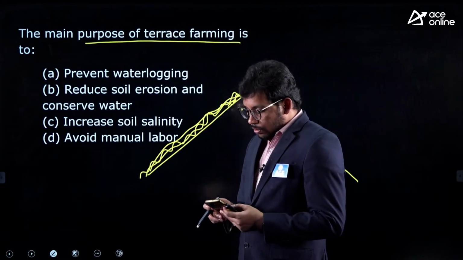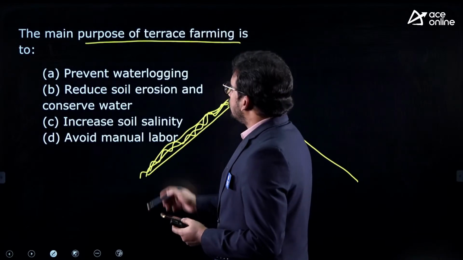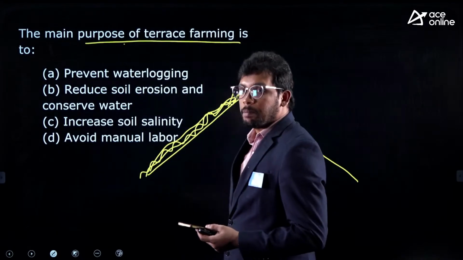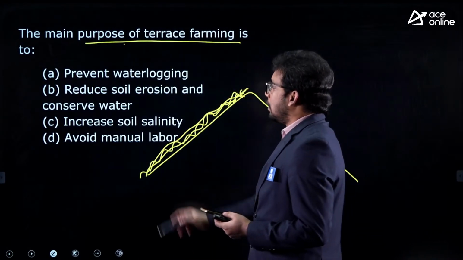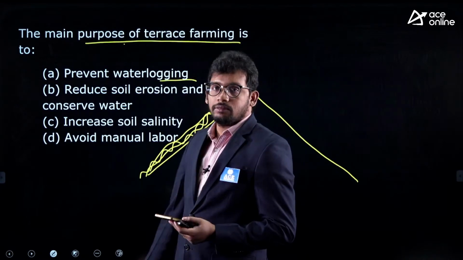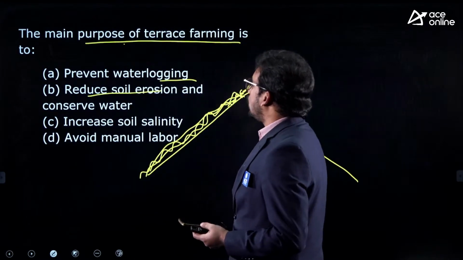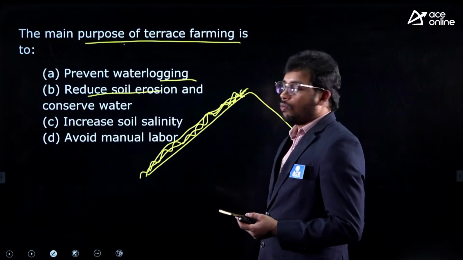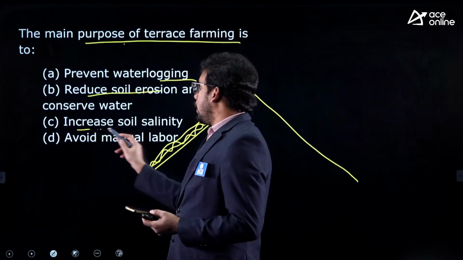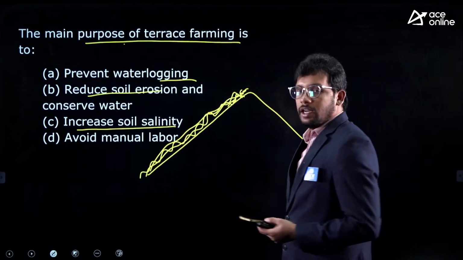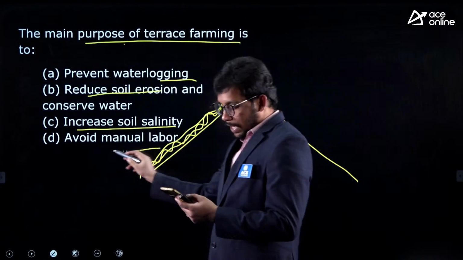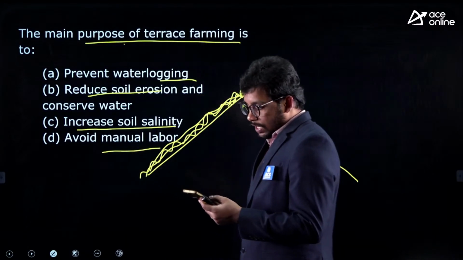Now let's see the main purpose, for what purpose this is cultivated. Prevent water logging, reduce soil erosion and conserve water, increase soil salinity, avoid manual labor. So, what is the answer for this?